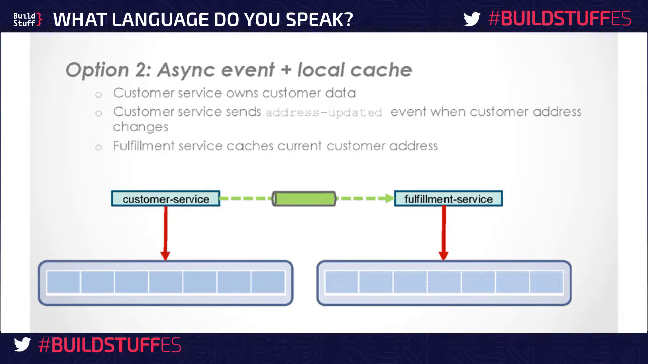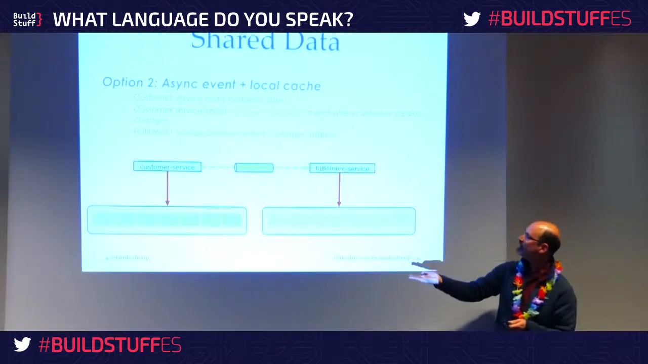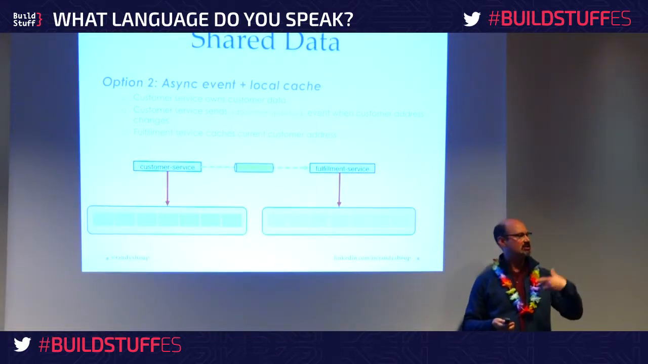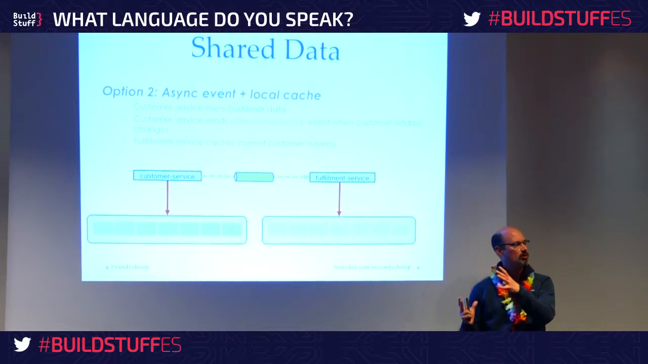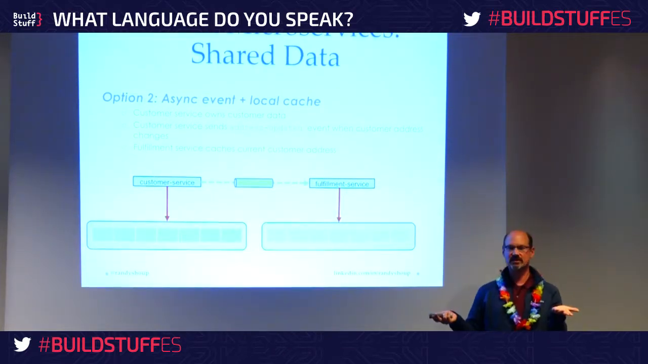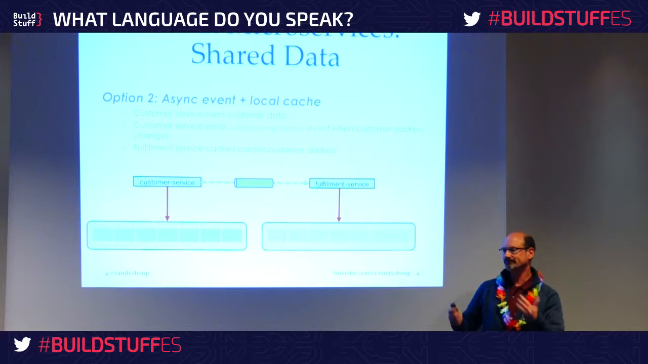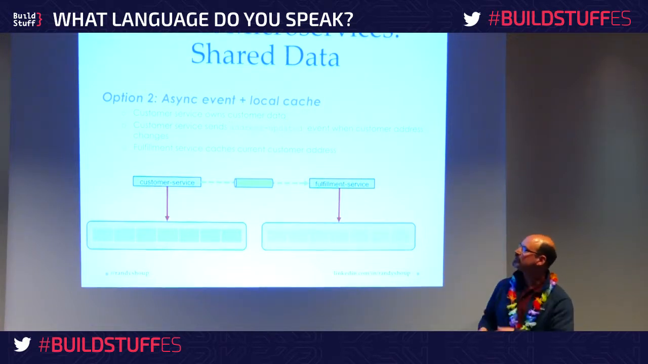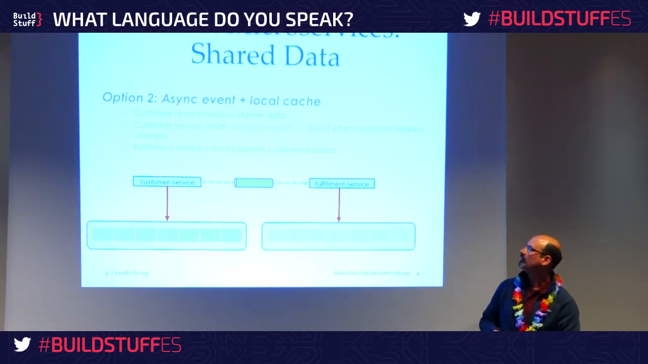So the idea here is that the customer service is still the system of record for customer data, right? When I update the customer address, for example, that happens in the customer service. The customer service will send an address updated event whenever a customer's address is updated. The fulfillment service will simply listen to those events, and it will cache locally the customer addresses. Does it make sense? And lots of systems in our world work like this. Cool. This is a legit solution too, just like the first one.